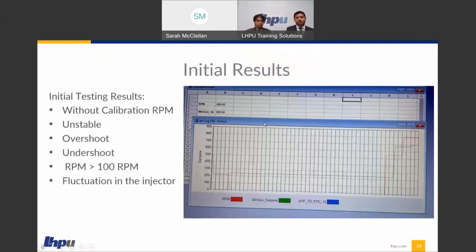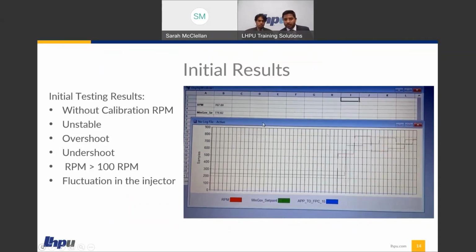So let's talk about some initial results. After I play this video, you will see the initial test results. This test result is without the calibration, and you will notice it's very unstable. There's a lot of overshoot and undershoot. Our goal for this project was to make sure that we have less than 20 RPM overshoot and undershoot, but it was more than 100 RPM. And there was a lot of fluctuation in the injector as well. So let's just play this video and notice what's going on here.